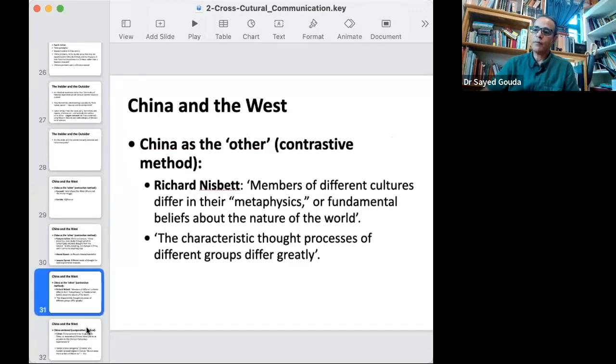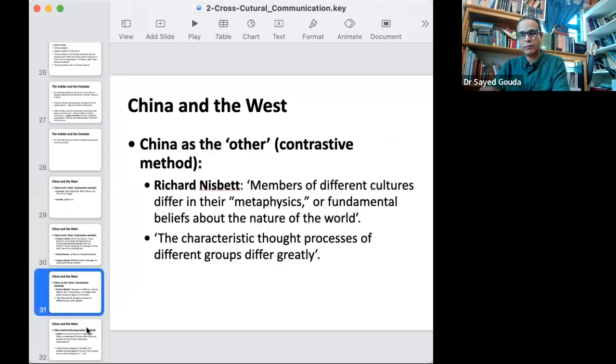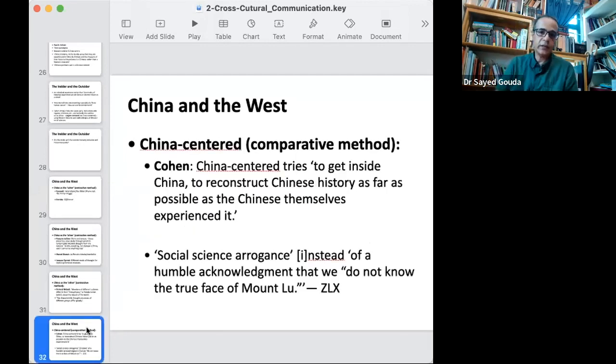But starting from here, we return to Cohen. He introduces this comparative method, not the contrastive method, not just focusing on differences, but focusing on both similarities and dissimilarities. So Cohen, as I said, called for this China-centered approach, which tries to get inside China, meaning to understand Chinese history the way Chinese people understand it.